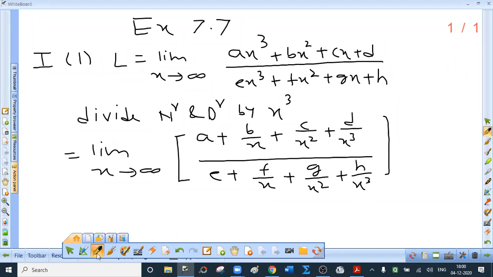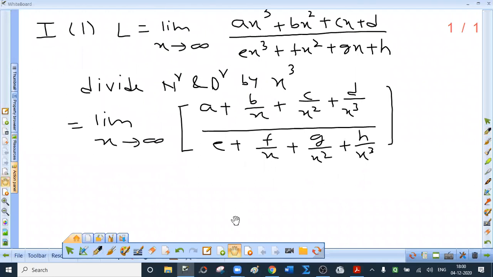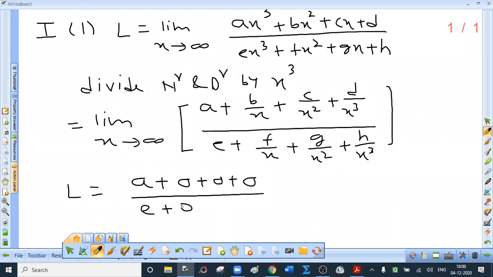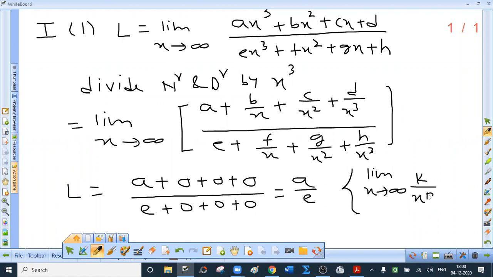Now we can take the limit. In fact, I will directly write L equal to a plus 0 plus 0 plus 0 divided by e plus 0 plus 0 plus 0. So what is the final answer? It is a upon e. Of course, I have to mention the standard limit: limit x tends to infinity, k upon x raised to p equal to 0 if p is greater than 0. Right? So the final answer is a upon e.